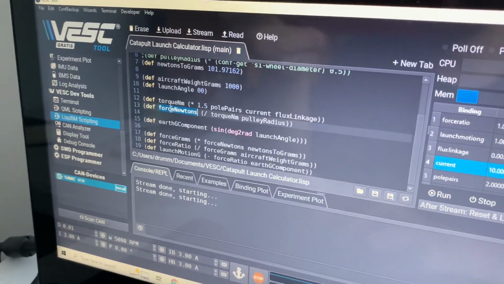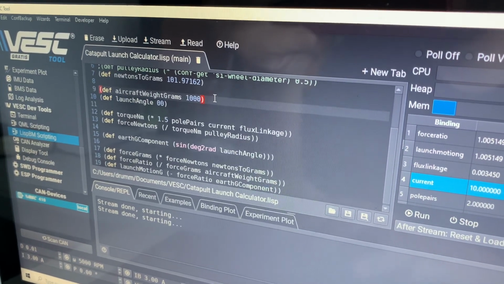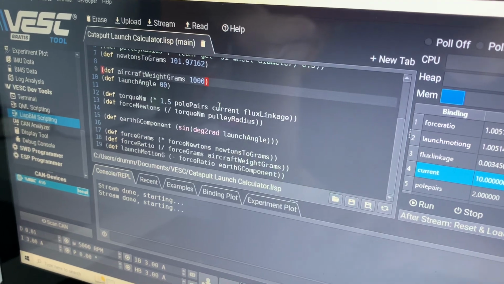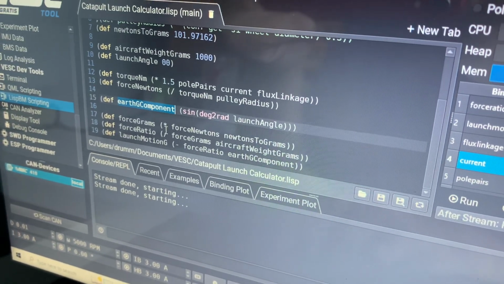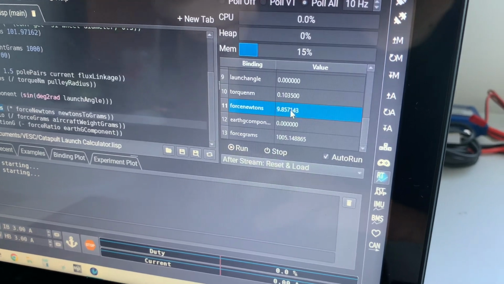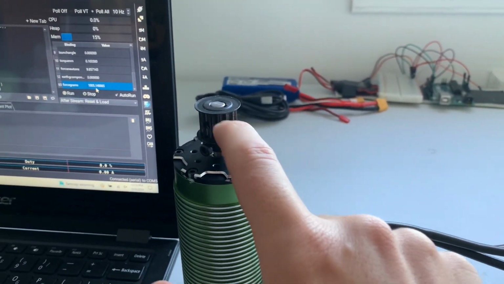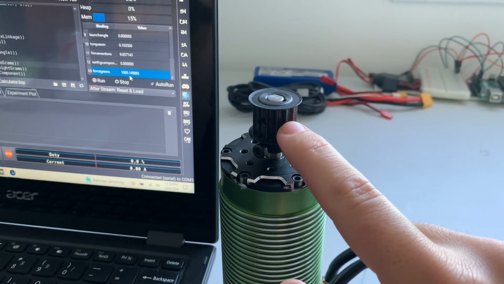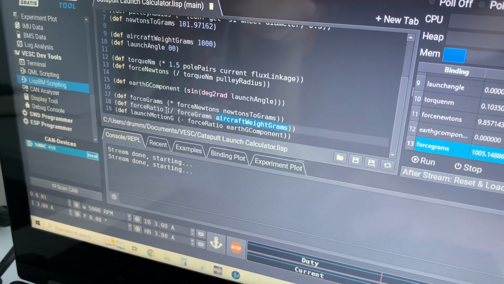string in newtons. I then have a couple launch parameters, which would be a launch angle of the launch bar and the aircraft weight in grams. Then I get the gravity component of the launch angle. Going from the force of the pulley in newtons, I can calculate that in grams. And so 9.85 newtons equates to a little over a kilogram of force on this motor with this radius pulley at 10 motor phase amps. And if I take the ratio of that force with the aircraft weight, I get the force ratio.